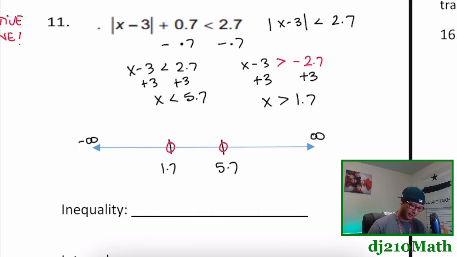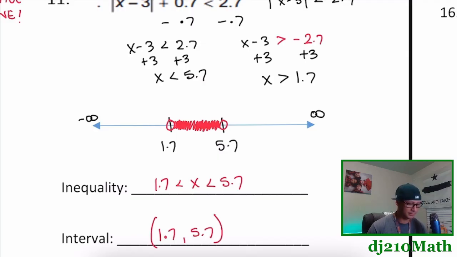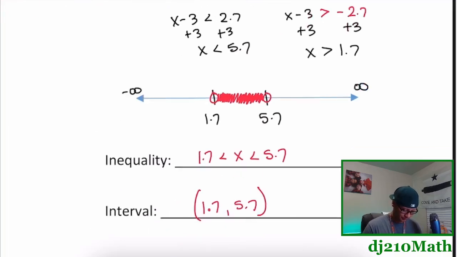And we want x less than 5.7, so to the left. And also greater than 1.7. So in between, right? They're in between each other. Inequality: 1.7 less than x less than 5.7. For the interval, 1.7 parentheses 5.7 parentheses.